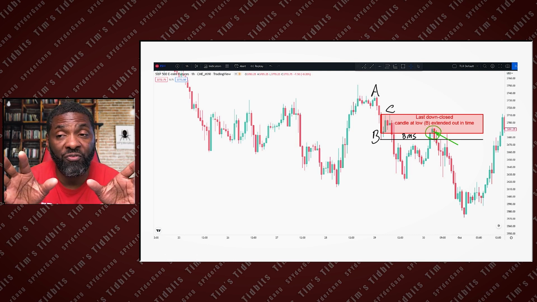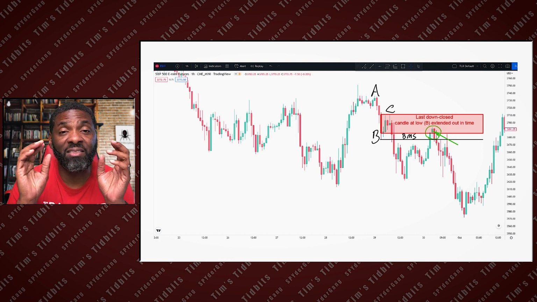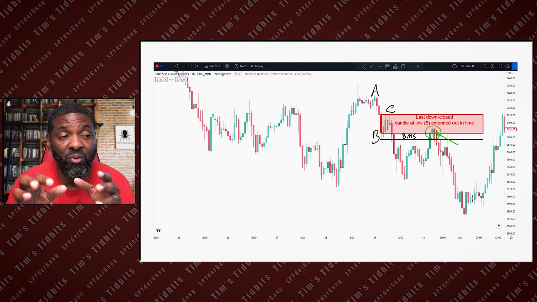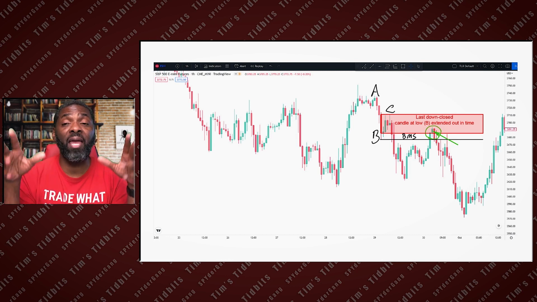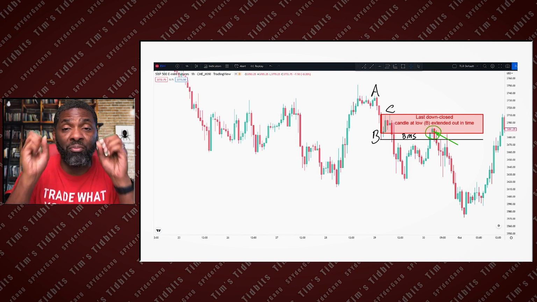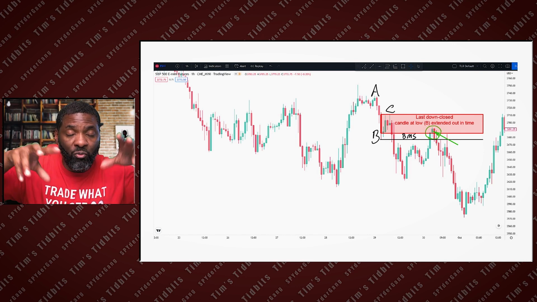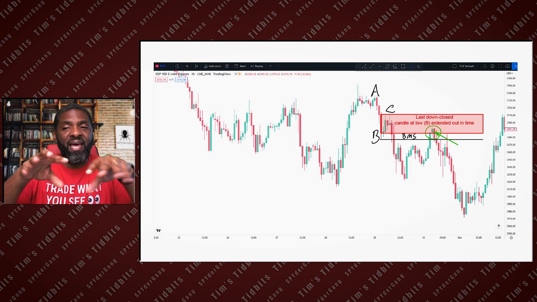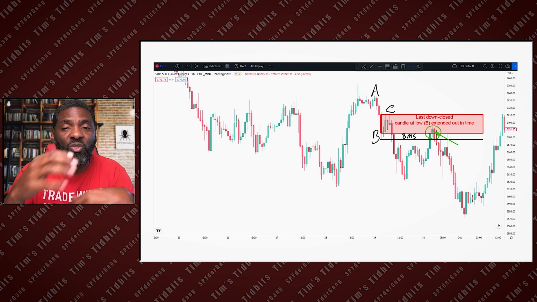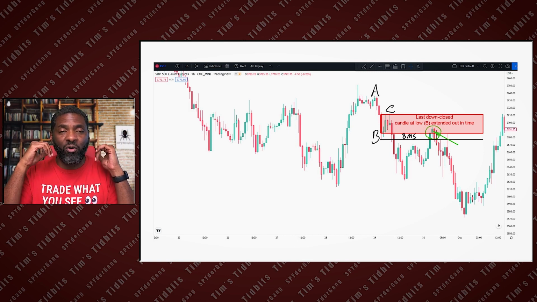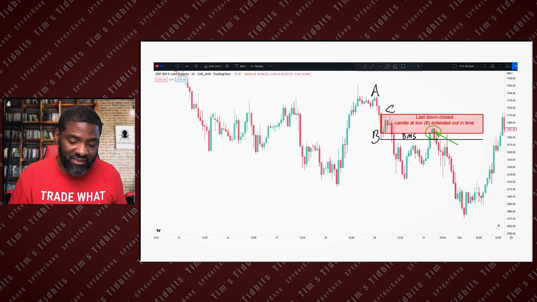Again, just a quick overview of what a mitigation block is. A mitigation block is just a reference point where the algos say, hey, I've got to go back to that point. The breadcrumbs, as I like to call them. The reference points are breadcrumbs that the algos leave behind. And then you also have imbalances that the algos have to go back to and rebalance.